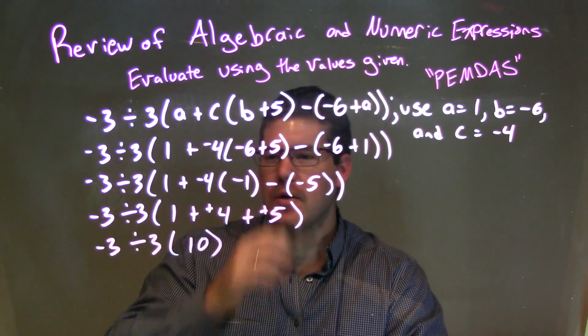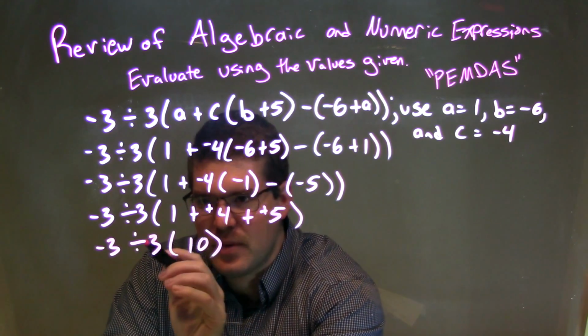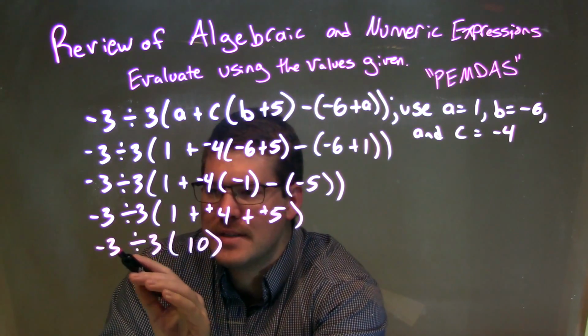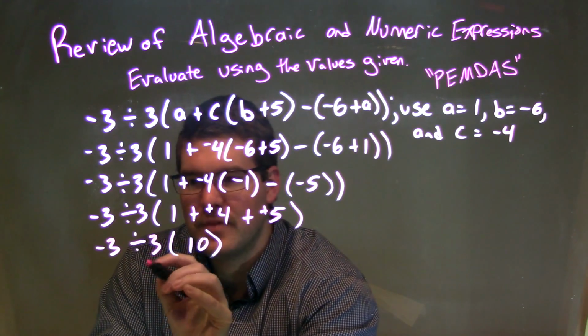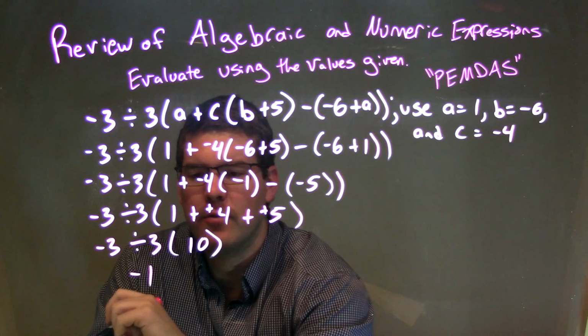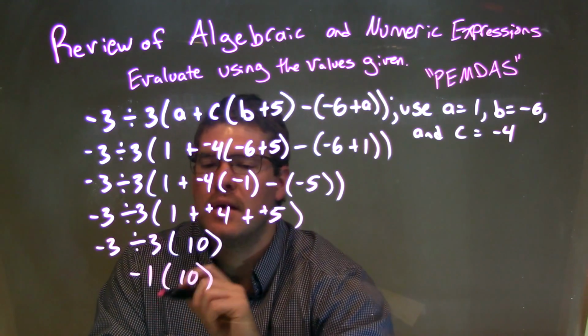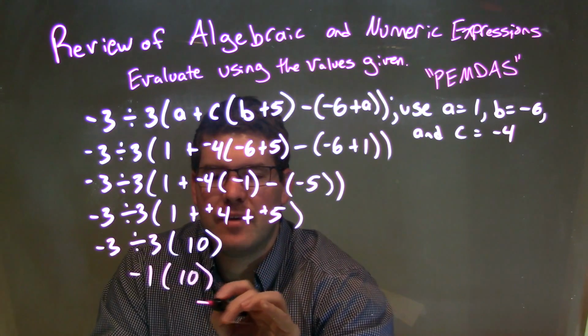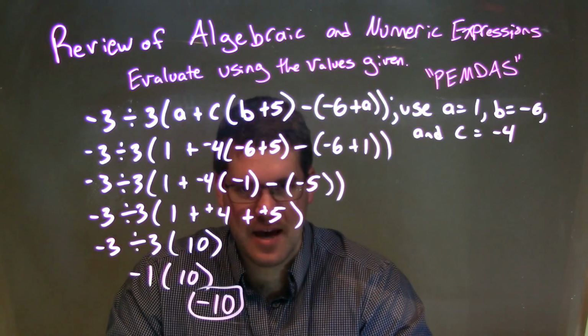Okay. So now we read left to right. We're dealing with multiplication and division. So division first here, left to right. -3 divided by 3 is -1. So we have a -1 right out front, and then the 10 right there. And then -1 times 10 is -10. And so my final answer here is -10.